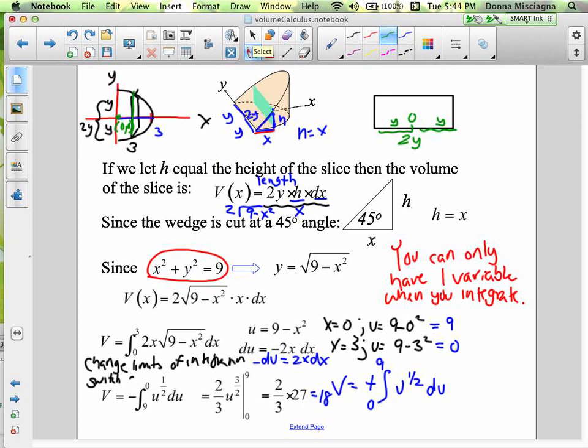That's one part. Now we need the width of our rectangles. So what's the other dimension? Well, this would be the height of those rectangles. Remember I said these are 45-45-90 triangles. We're cutting at a 45-degree angle, so whatever the distance is from the edge of the wedge to wherever the slice is, it's the same as the distance from the bottom of the wedge to the top of the wedge. In other words, this is going to be an x.